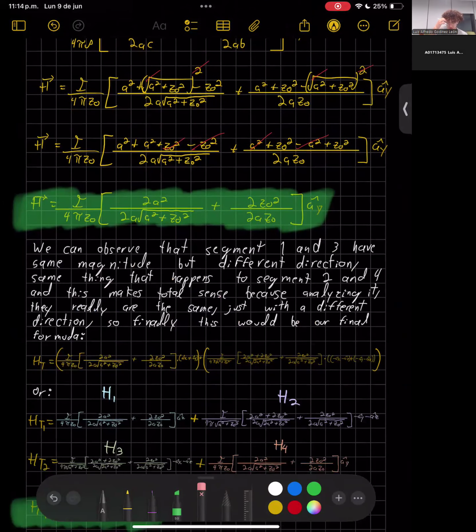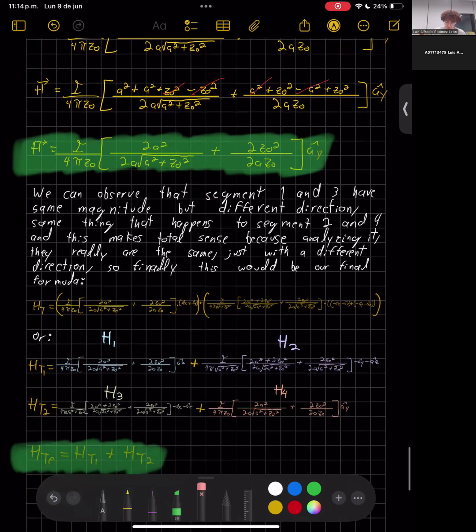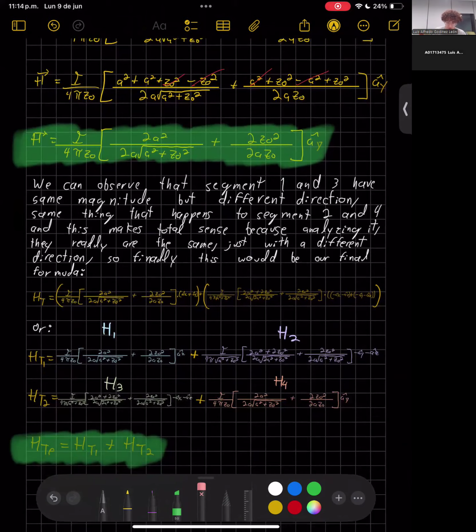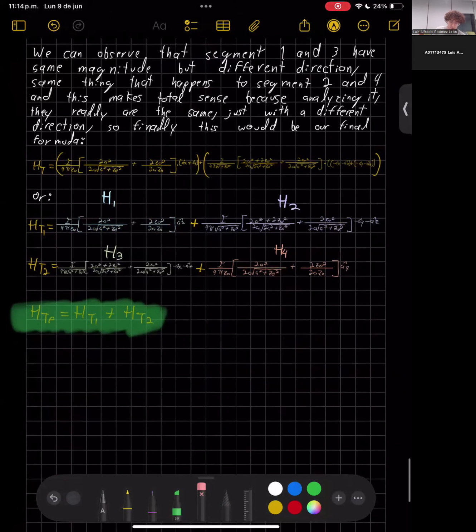So we can observe that segment 1 and 3 have the same magnitude but in different direction, as it happens with the other two segments, segment 2 and segment 4. And this makes total sense because analyzing it, they really are technically the same. They just are in different position and they have a different direction. So finally, this will be our final formula. That is the total magnetic field of all the magnetic fields summed up.